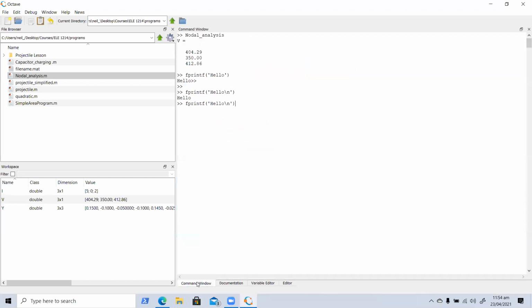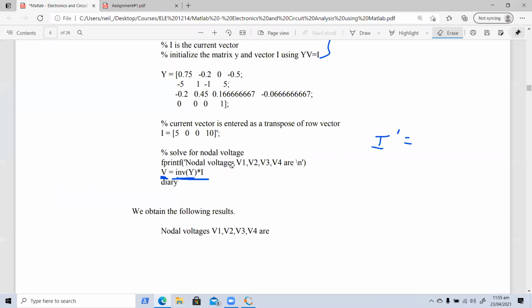So let's try typing 2 of them, \n again, right? You see it creates more space there. \n creates more space, and \n again, more space, more space, more space. So that's like essentially telling the computer, type this thing out, then leave some space if you want, right? So what this command does in the program is essentially talk back to the user, right? It's saying nodal voltages V1, V2, V3, V4 are, and then it does this command. So this command, we know displays V, and this command writes nodal voltages V1, V2, V3 are.